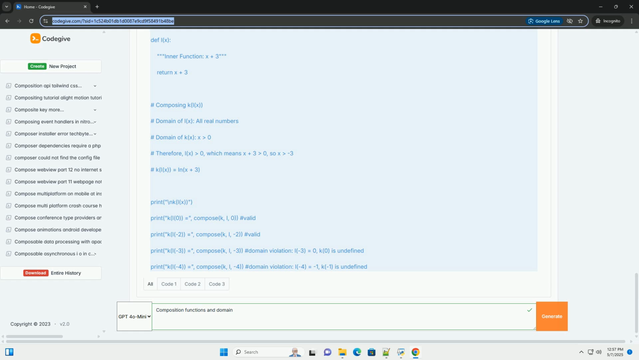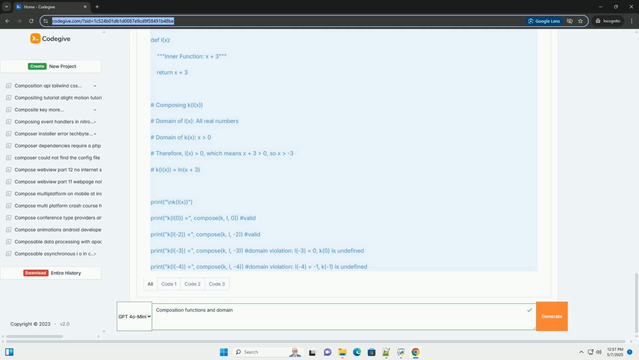Steps to determine the domain of f(g(x)). One, find the domain of the inner function, g(x). Identify any restrictions: division by 0, square roots of negative numbers, logarithms of non-positive numbers, etc. Two, find the domain of the outer function, f(x). Identify any restrictions.